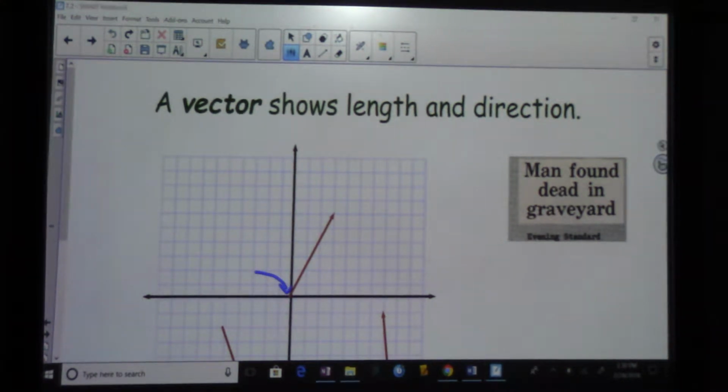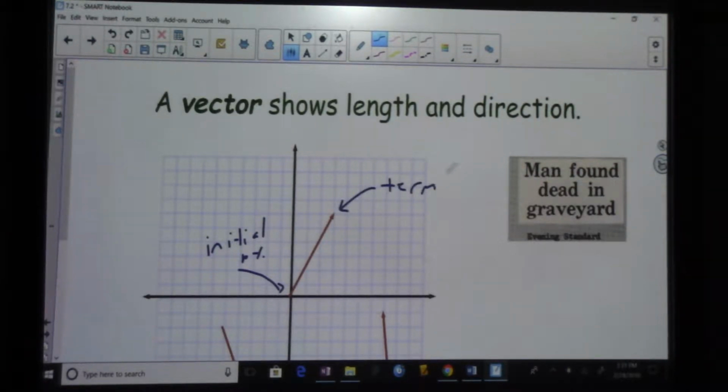So this right here is called the initial point. Actually, let me get rid of my magic pen and go to a normal pen. So this is called the initial point. And this is called the terminal point. Now, also called start and stop. That's basically what it means, start and stop. So we have a start and stop.